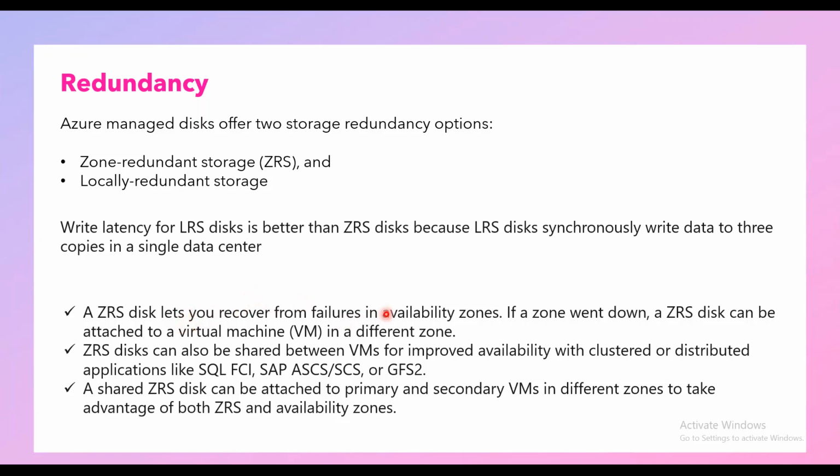ZRS disk lets you recover from failures in an availability zone. If there is a failure in one of the data centers, your data is still made available from the other data center, because you have 3 copies stored in 3 different physical data centers.